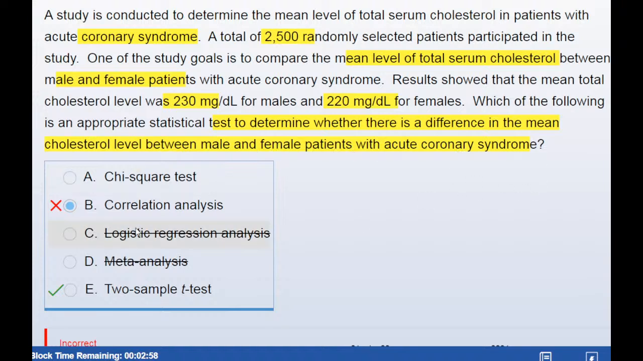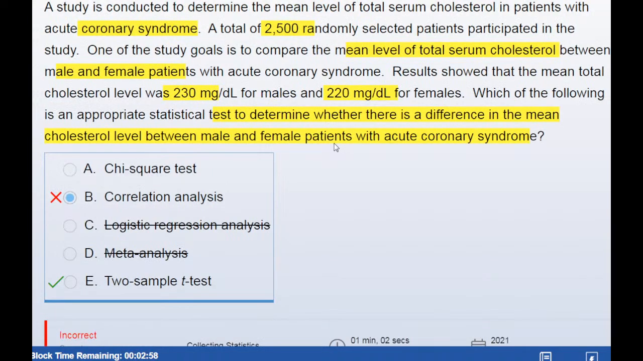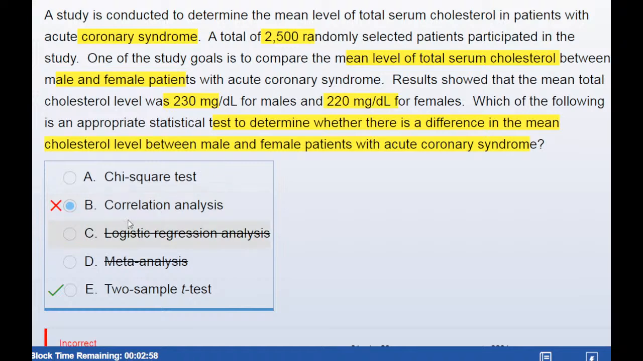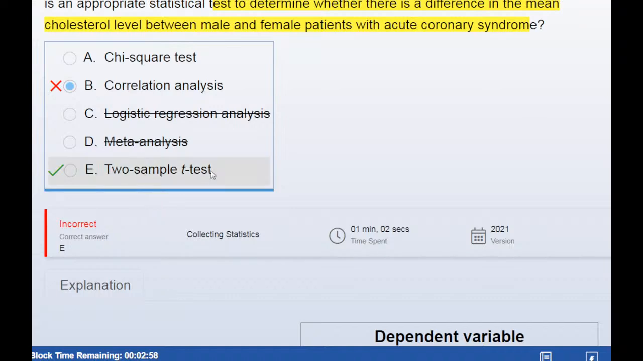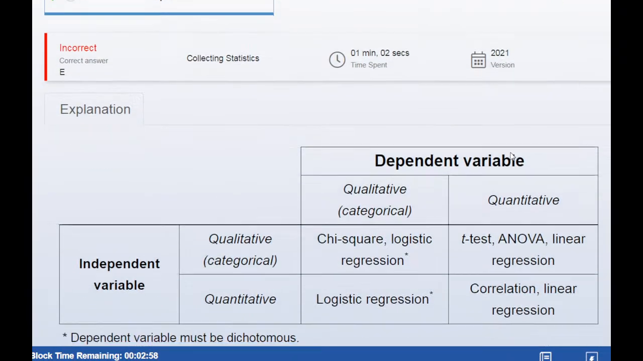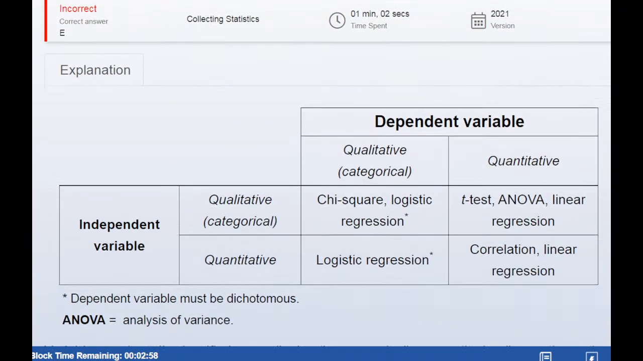So they're asking you which of the statistical tests you are going to use. I pick correlation analysis, and the answer is 2 sample t-test. Let's see why 2 sample t-test is the right answer.